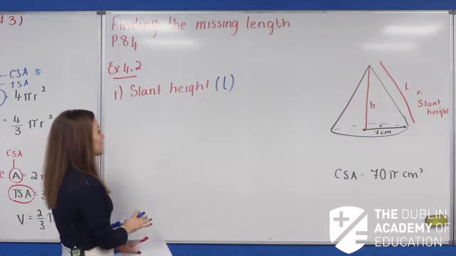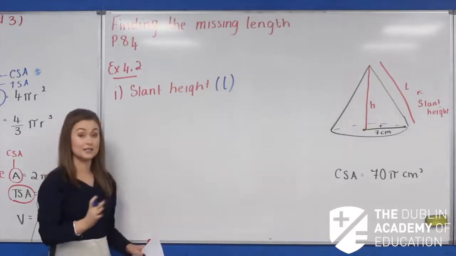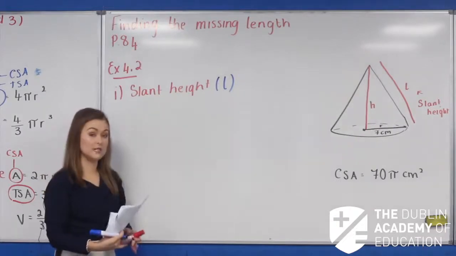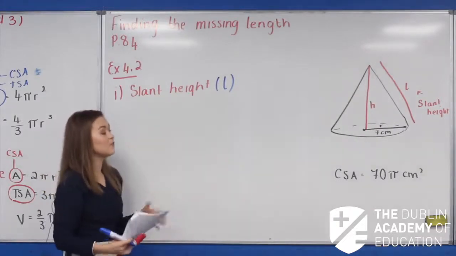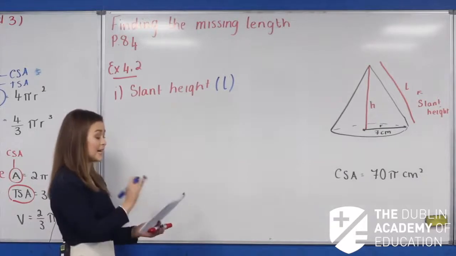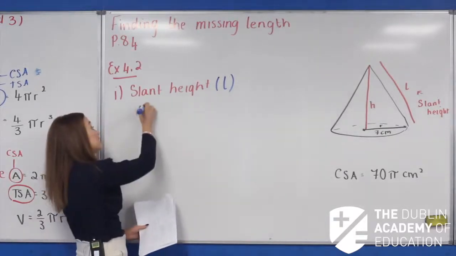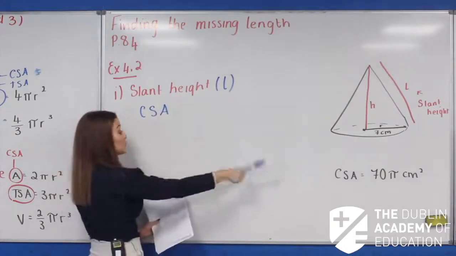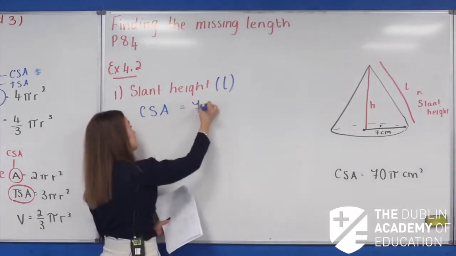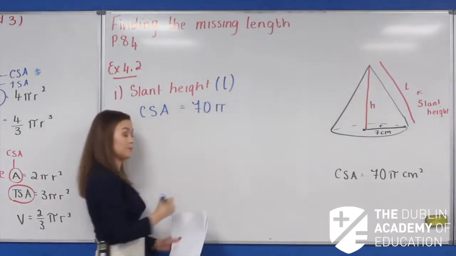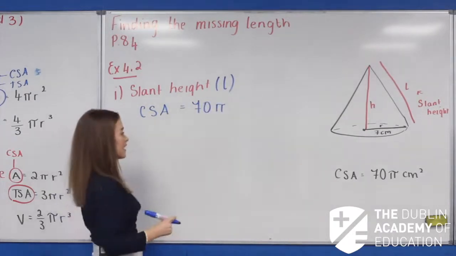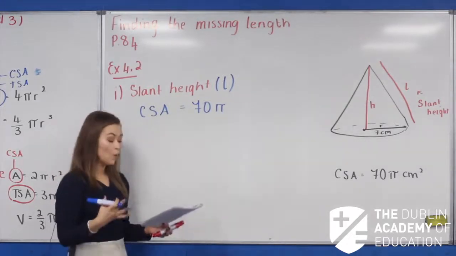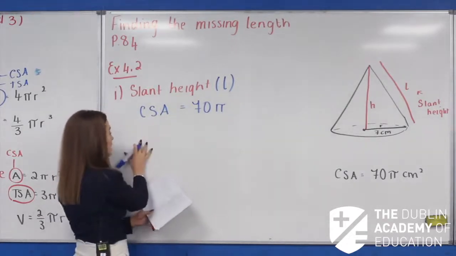Now, they asked me to find the slant height. I need to say to myself, what information do I already know? What do they give me the answer for? In this case, they tell me my CSA, my curved surface area, as I noted down here, is equal to 70 pi. So that's my curved surface area. Now, what actually is my curved surface area? What's my formula? I'm going to jot down my formula here.